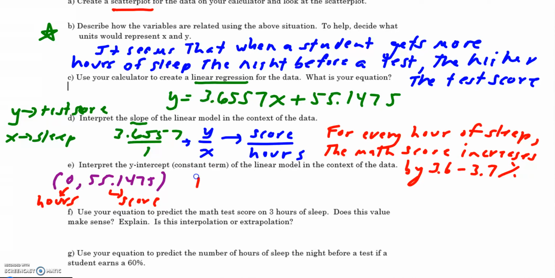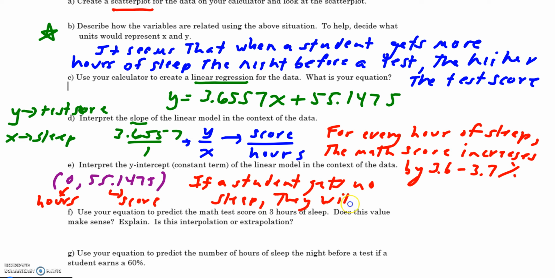So, if a student gets no sleep, they will earn a 55%, about.